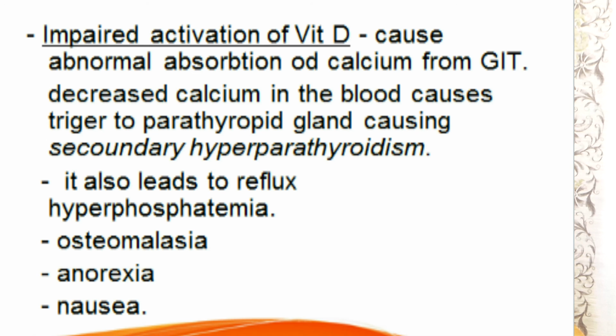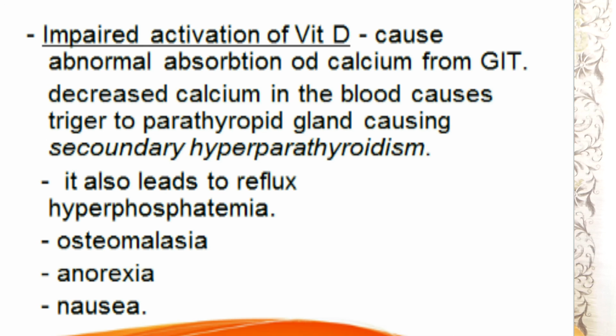This vitamin D helps in absorption of calcium from the gastrointestinal tract, and this calcium then regulates parathyroid hormone. When calcium is low, parathyroid hormone is released more, causing more release of calcium and phosphate. This causes hyperphosphatemia and also secondary hyperparathyroidism. Those are included in chronic renal disease.